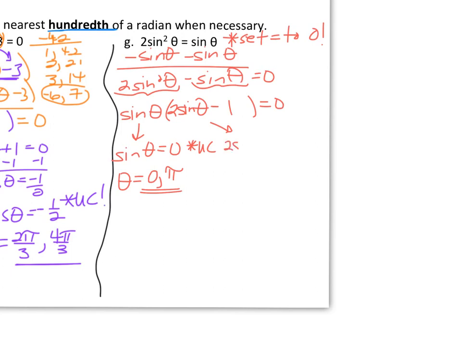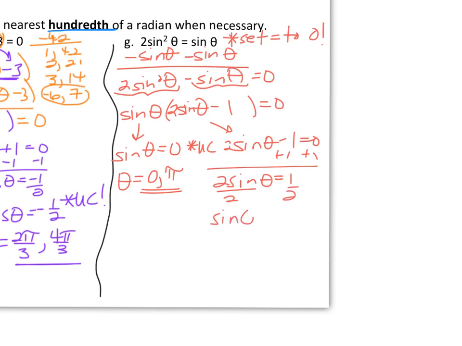We have 2 sine theta minus 1 equals 0. Move the 1 over. We have 2 sine theta equals 1. Divide by 2. And we have sine theta equals 1/2. Again, look at that, unit circle. So where on the unit circle does sine equal 1/2 in radian form? Well, it's going to be on the top, on the right side and the left side, at pi over 6 and at 5 pi over 6. So the solving rules are the same for degrees. We're just now looking at radian form.